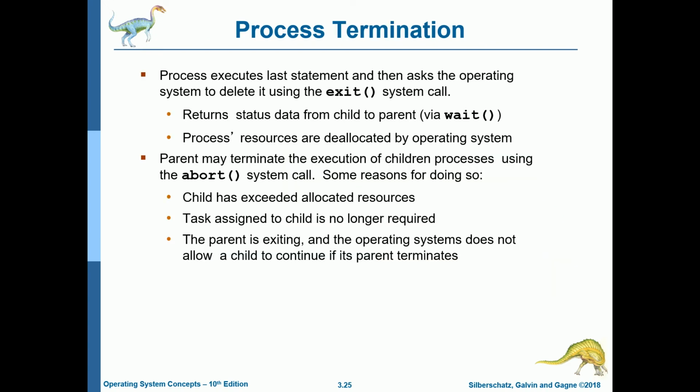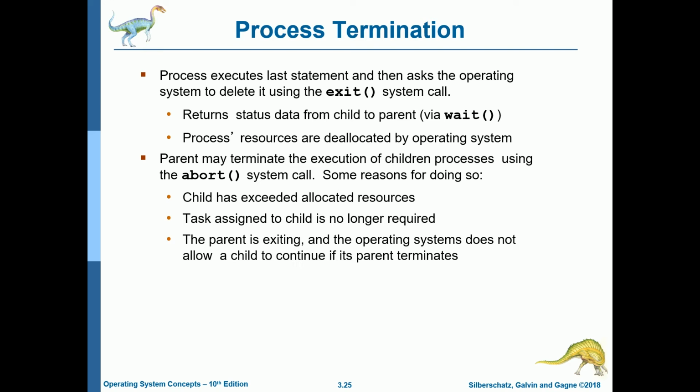A process terminates when it's finished executing its final statement and asks the operating system to delete it by using the exit system call. At that point, the process may return a status value, typically an integer, to its waiting parent process via the wait system call. Resources of the process, including physical and virtual memory, open files, and I/O buffers, are then deallocated and reclaimed by the operating system.